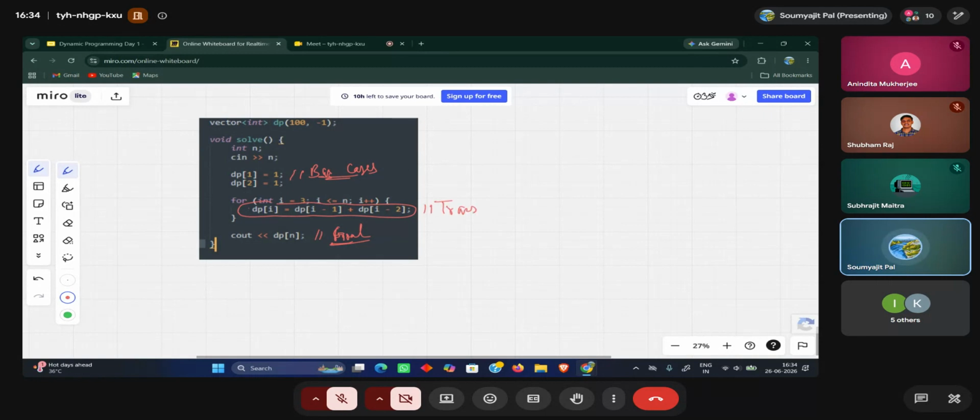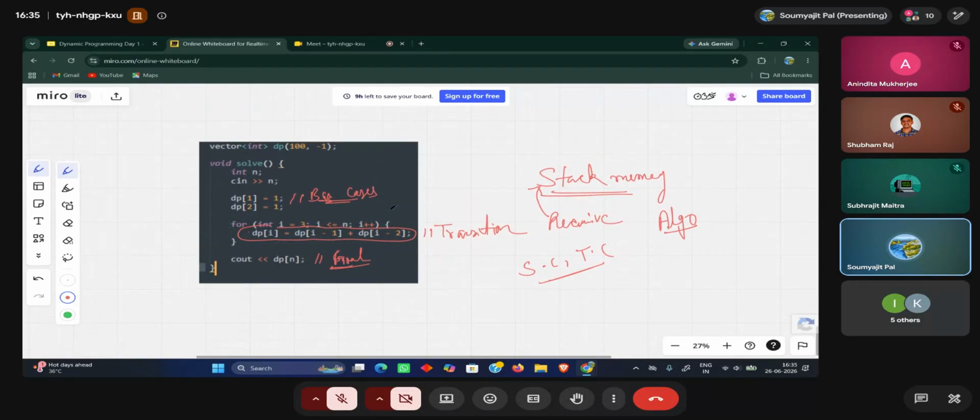Here we are not doing recursive calls, and we are not wasting our stack memory, because every recursive call uses some stack memory and slows down our running algorithm. So in this way, we are saving our space and time complexity. We'll discuss the space and time complexity of dynamic programming codes in a few moments.